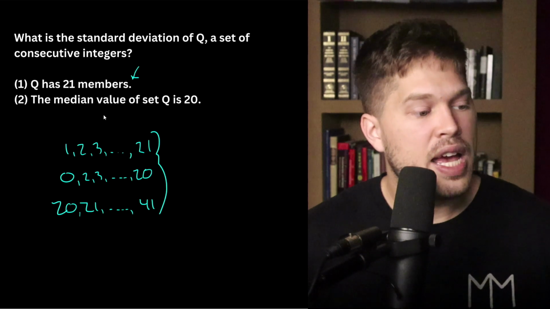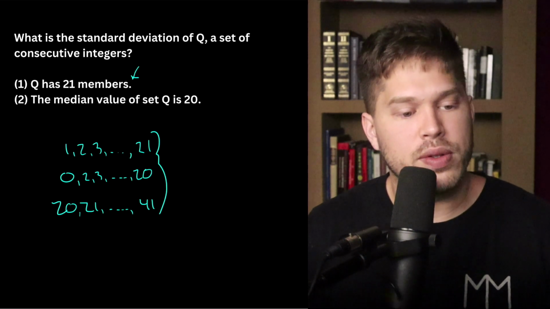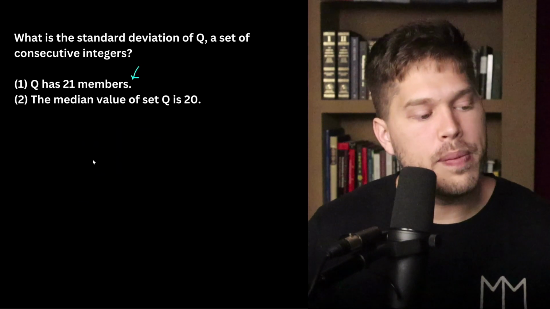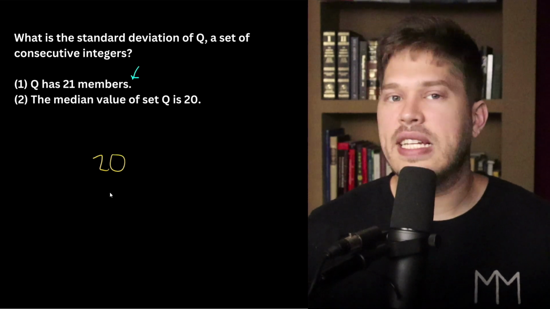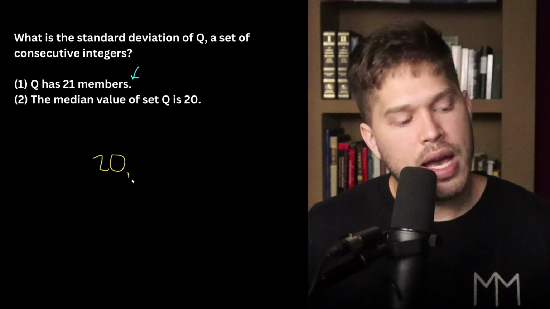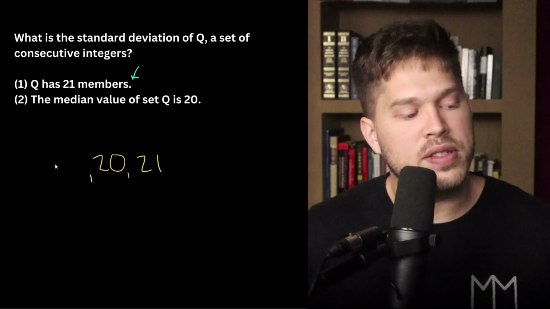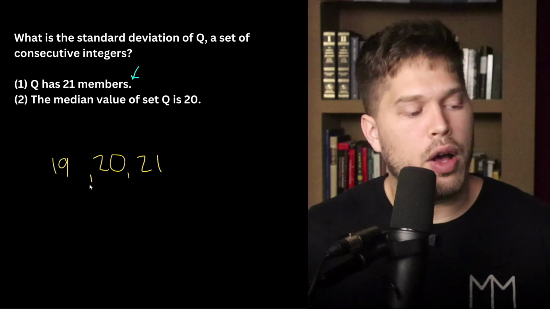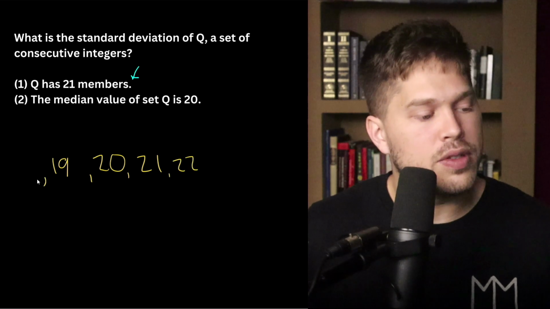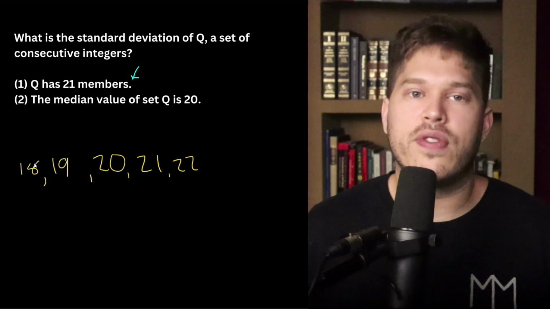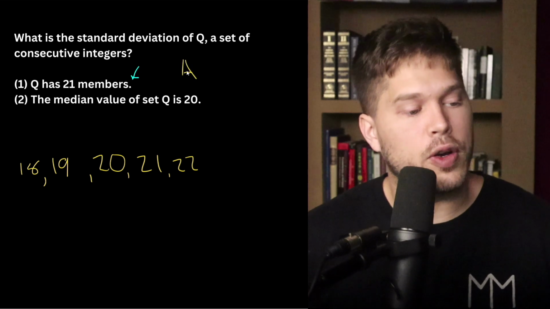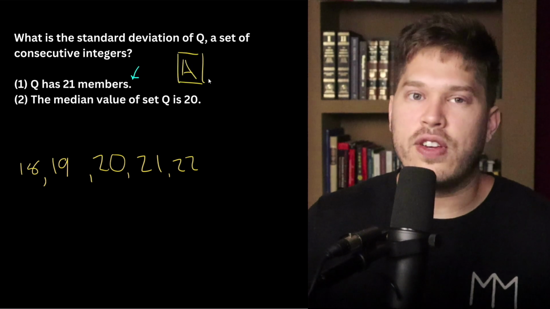What about statement 2? It says the median value of set Q is 20. Okay, well, with this said, we know the middle value is 20. If we had a set that was just this value of just 20, our standard deviation would be 0. However, if we began to add members to our set, keeping the median value of 20, well, now we have a different standard deviation. And if we continued to add members to our set, we would again have a different standard deviation. So statement 2 is not sufficient. So our answer here is going to be A. Statement 1 alone is sufficient to answer the question.